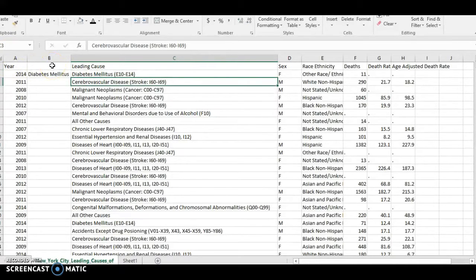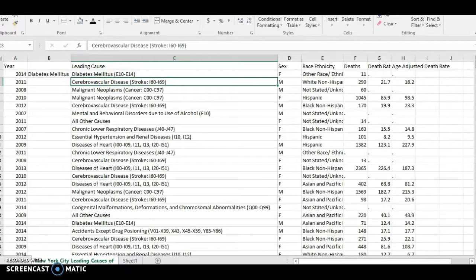Now, the death rate is usually calculated as the number of deaths per population per year, and in our case, the population is 100,000. And the age-adjusted death rate is the rate that would have existed if the population under study had the same age distribution as the standard population. So using the age-adjusted death rate will make a fairer comparison between different groups if they have different age distributions.